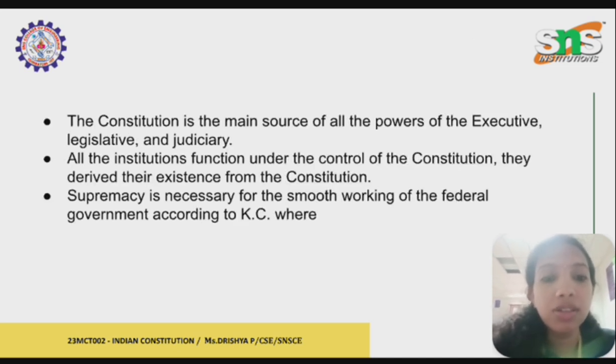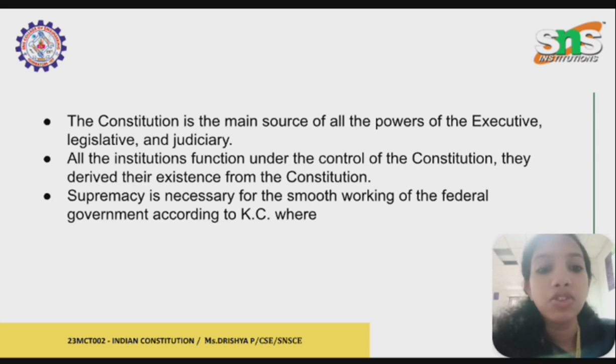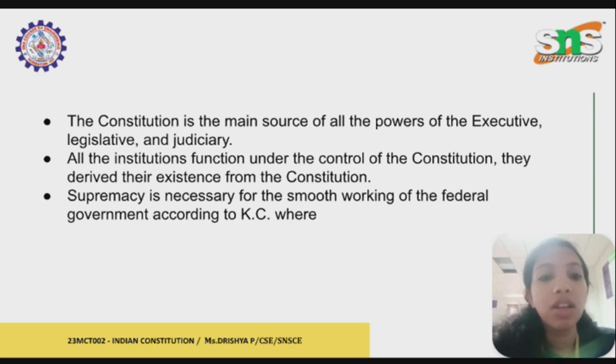The Constitution is the main source of all the powers of the executive, legislative, and judiciary. All the institutions function under the control of the Constitution. They derive their existence from the Constitution. Supremacy is necessary for the smooth working of the federal government, according to Casey.